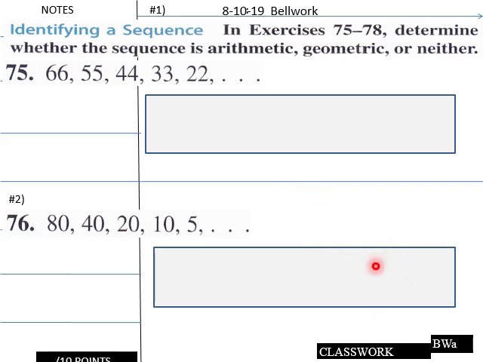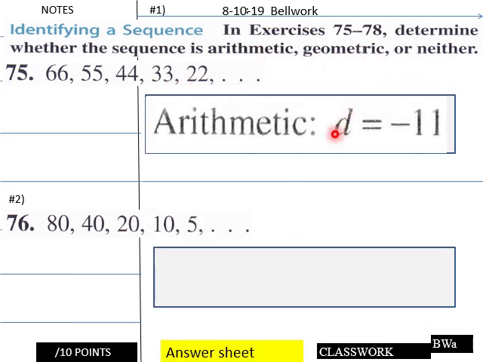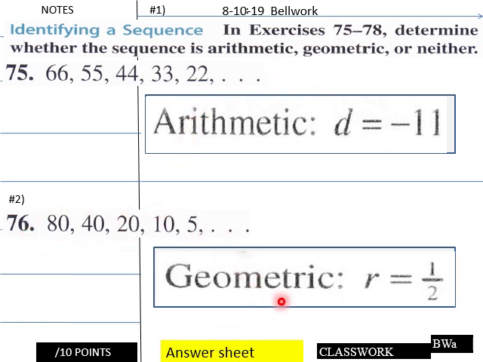Okay, welcome back for the solutions for today's bell work. 66, 55, 44, 33, 22. Is that arithmetic, geometric, or neither? It is arithmetic because we have a difference of -11 as we proceed into the sequence. And then for 76, it's geometric. We have a common ratio of 0.5, so everything will continue to decrease.